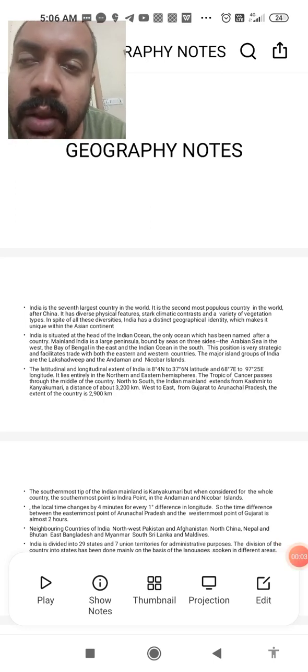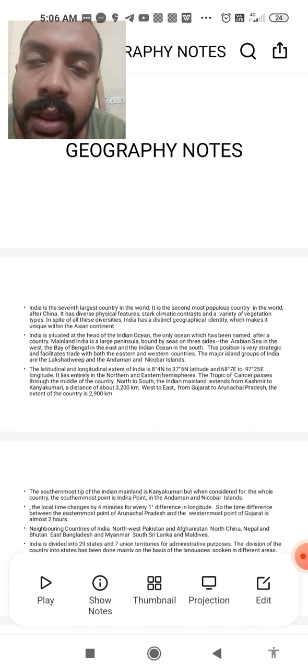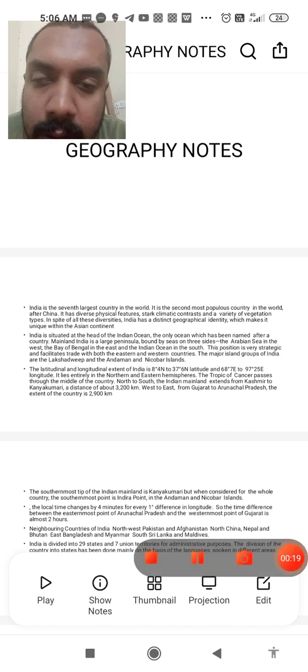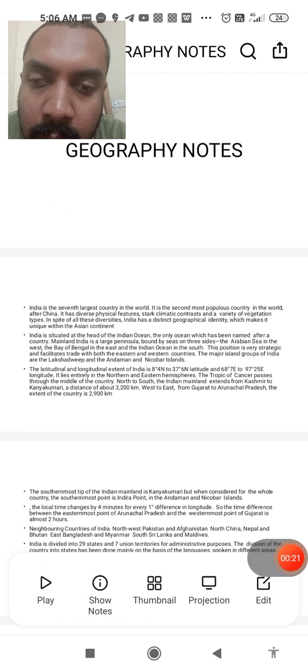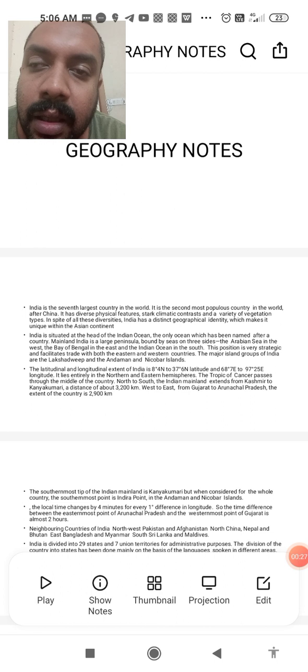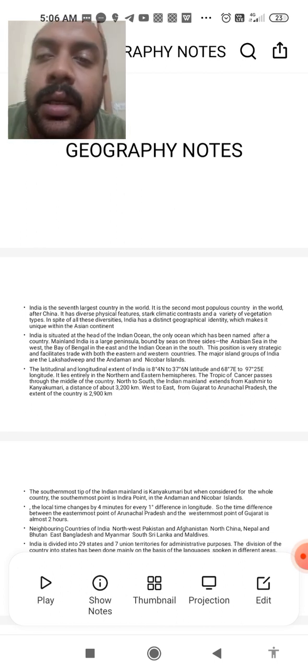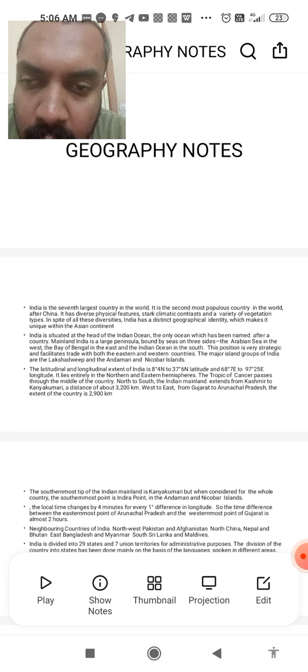Hi students, today we will study the extent and physiographical features of India and the Indian subcontinent, and also the climate and related issues. India is the seventh largest country in the world and the second most populous country in the world after China. It is said that India is very soon going to surpass China in terms of population, and it has diverse physical features, stark climatic contrasts and a variety of vegetation types.